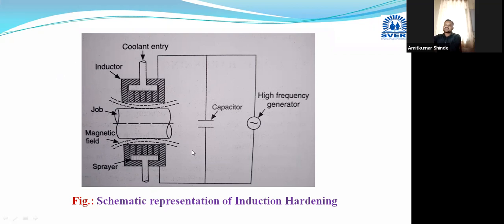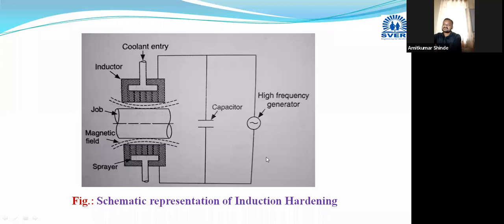Then it is quenched into the water, hence austenite will transform to martensite. And after this, some internal stresses may be there. To eliminate that, low temperature tempering is done in the temperature zone of 160 to 200 degrees Celsius. And you can control the case depth by controlling the frequency of alternating current.